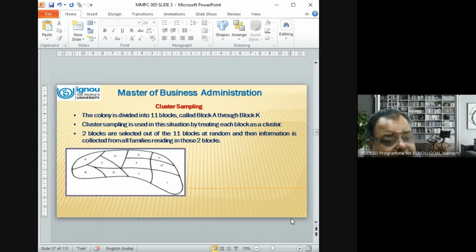Similarly, a colony is divided into 11 blocks, block A till K. Cluster sampling is used in this situation by treating each block as a cluster. Two blocks are selected out of 11 blocks at random, and information is collected from all the families residing in the two blocks to come to the conclusion.